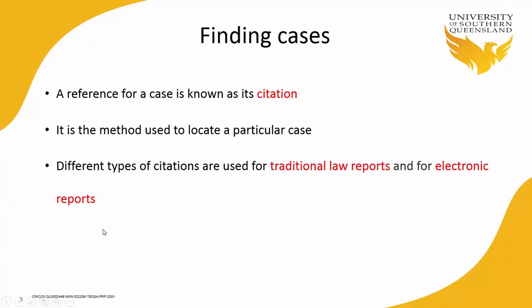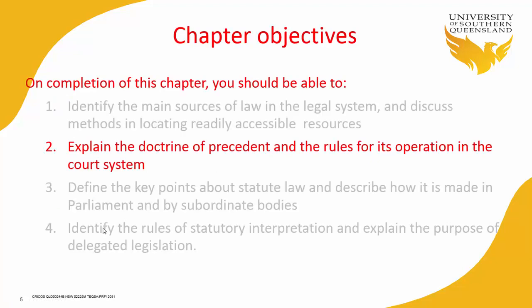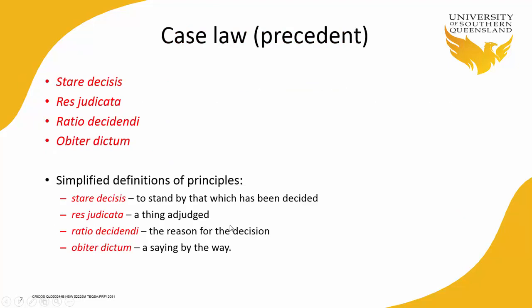For now, we just talked about the electronic reports and the traditional law reports, and that takes us to our second objective for today, which asks us to explain the doctrine of precedent and the rules of its operation in the court system. Alright, so let's then move on to page 90 of your textbook and talk a little bit about this idea of the doctrine of precedent.